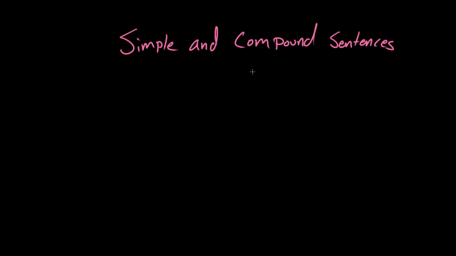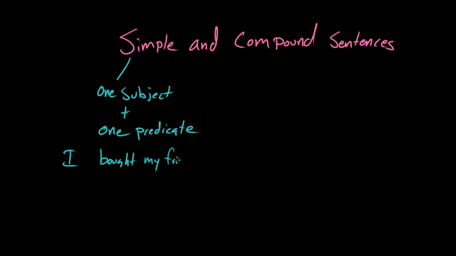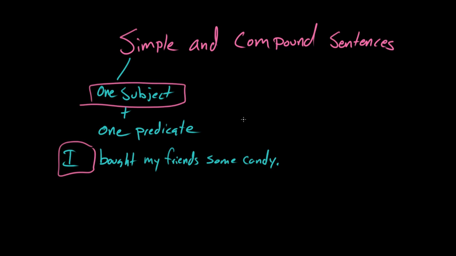Let's do it. So, a simple sentence is really just what it says on the tin. A simple sentence consists of one subject and one predicate. And that's it. Right. So in the sentence, I bought my friends some candy, we got our one subject, I, and then we have our one predicate: bought my friends some candy.